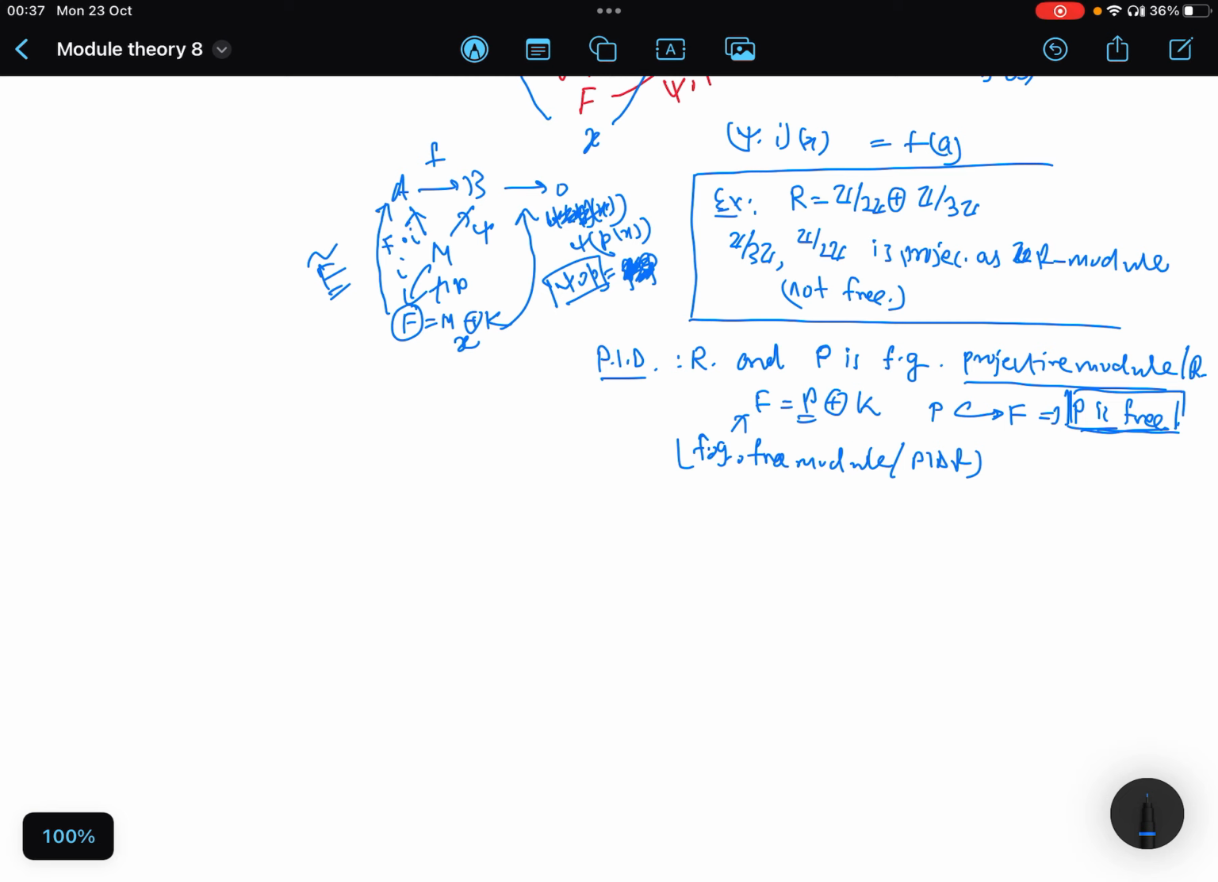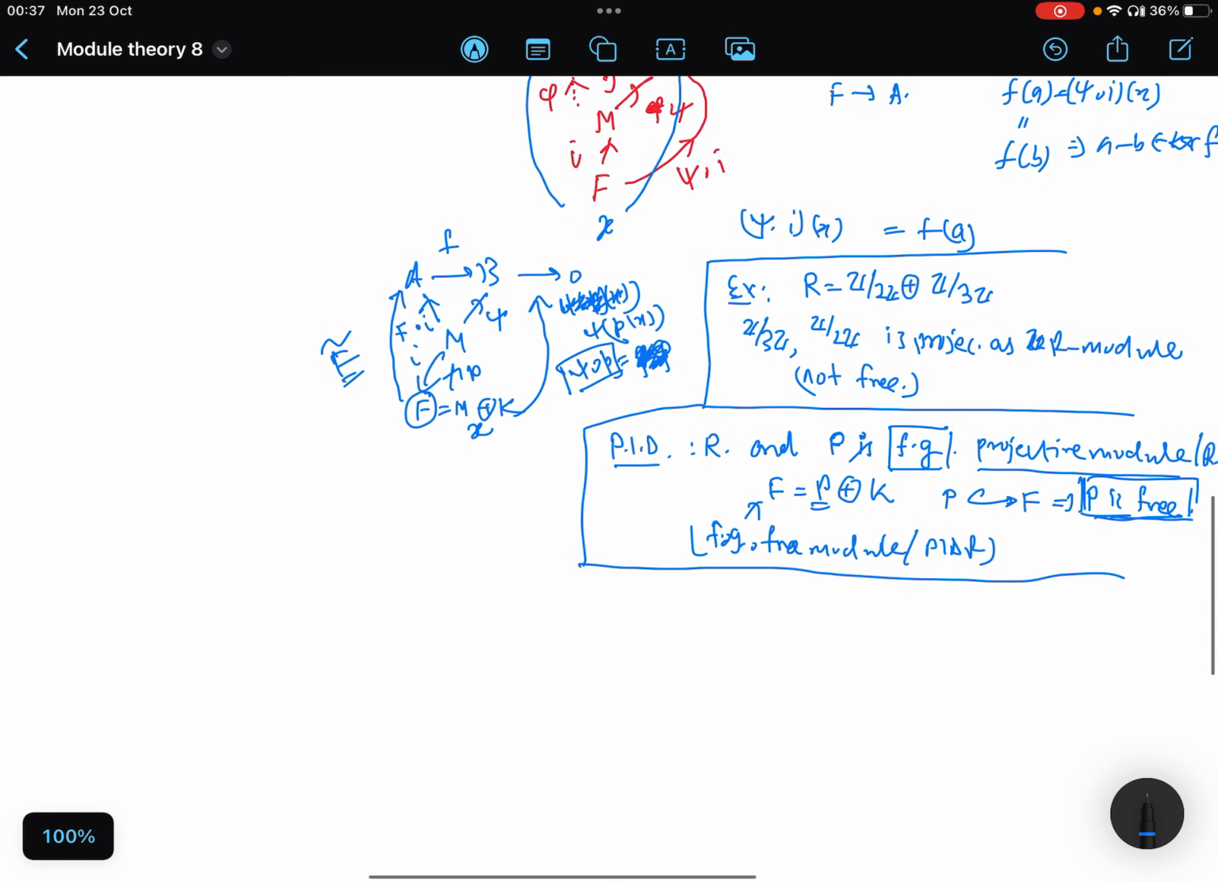And in fact, something more is true. Even if you remove the finitely generated condition, the result is still true, because any submodule of a free module over a PID is always free. That requires some Zorn's lemma kind of argument, so I'm not going to go into the details, but you can find it on the internet, I guess. So these are some of the examples.